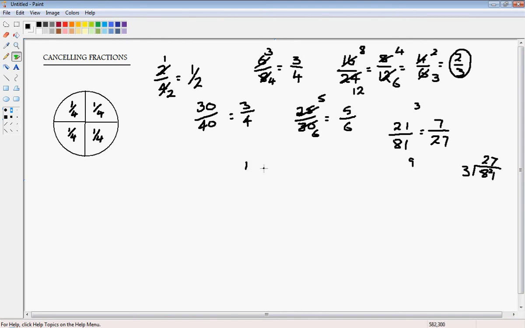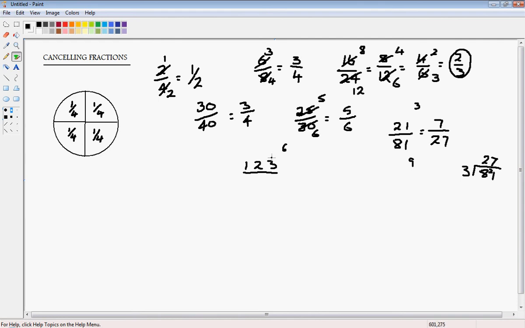So if I've got 123, so 1 plus 2 is 3, 3 plus 3 is 6. I know 3 goes into 6, so I know 3 will go into this number.